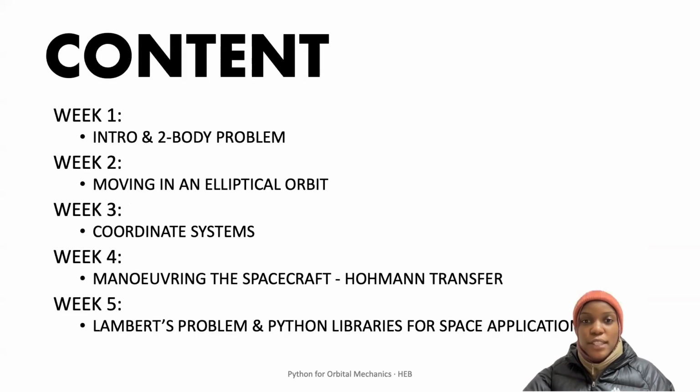So now I'm going to go through the contents for the next 5 weeks. For the first week, which is this week, we're going to go through a very brief introduction. Then we're going to look over the two-body problem. Then in week 2, we're going to dive deeper into moving elliptical orbits, which we're going to briefly do this week, but week 2 will be a more in-depth look at the actual elements that make up an elliptical orbit. Then week 3, we'll look at coordinate systems and converting between coordinate systems. Week 4, we'll look at maneuvering a spacecraft, that's delta V, Hohmann transfer.